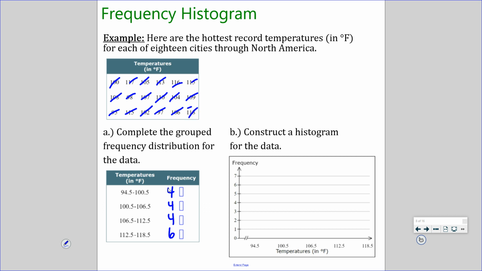Okay, so we're going to construct a histogram, which is really just a bar graph of numerical data, of my frequency here. So from 95 to 100.5, my frequency was 4. So you're going to find 4. You can shade it in if you want to, you don't have to. There's my frequency for that first interval. My next one is also 4. This is going to be a pretty boring graph. From here to here, also 4.